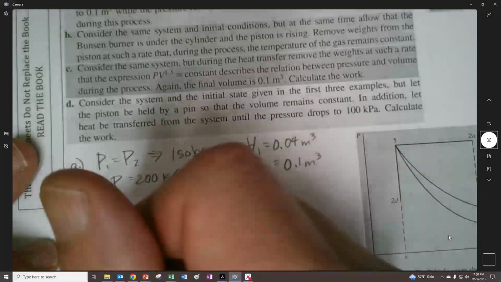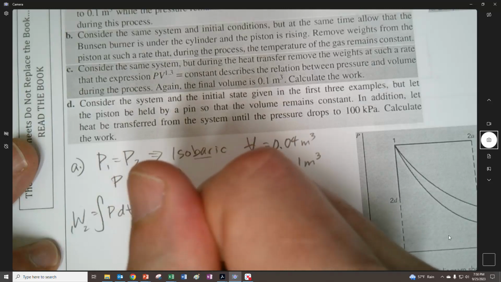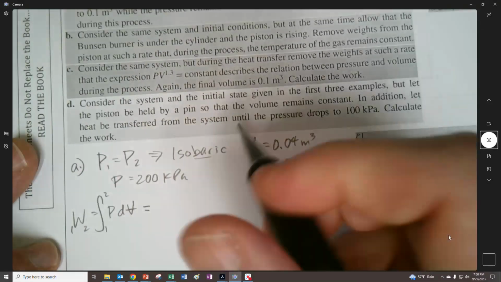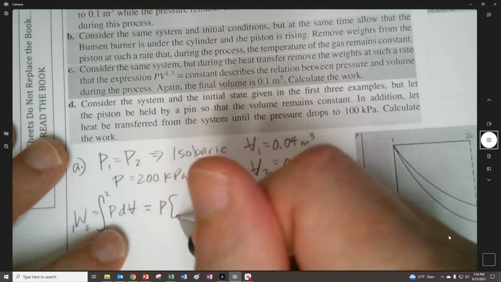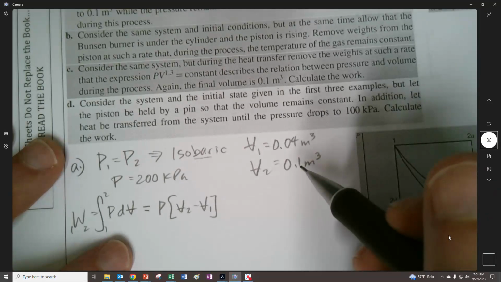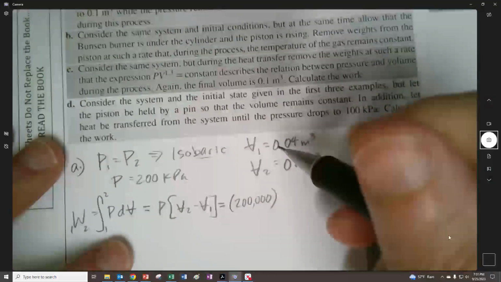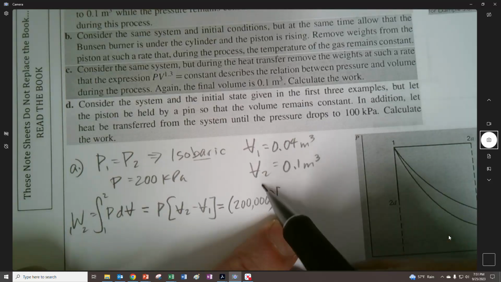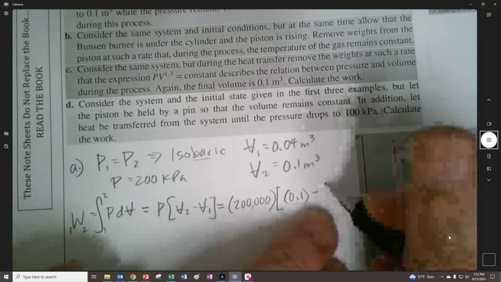So if we're taking our work from 1 to 2, it's equal to the integral of P dV from 1 to 2. We can move the pressure to the outside and we just have V2 minus V1. And so we're going to have our 200,000, and that's going to be newtons per meter squared, and we're going to multiply it by meters cubed, so we're going to end up with a Newton meter. So we know we have our units in check. So we go 0.1 minus 0.04.